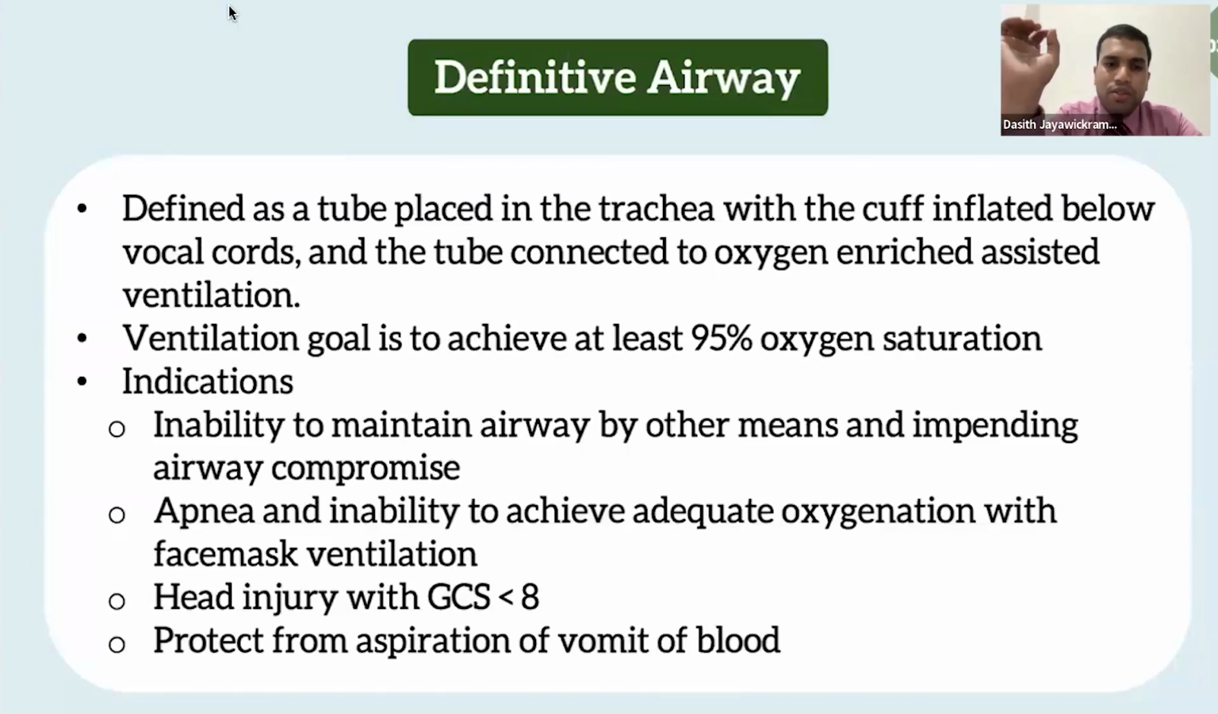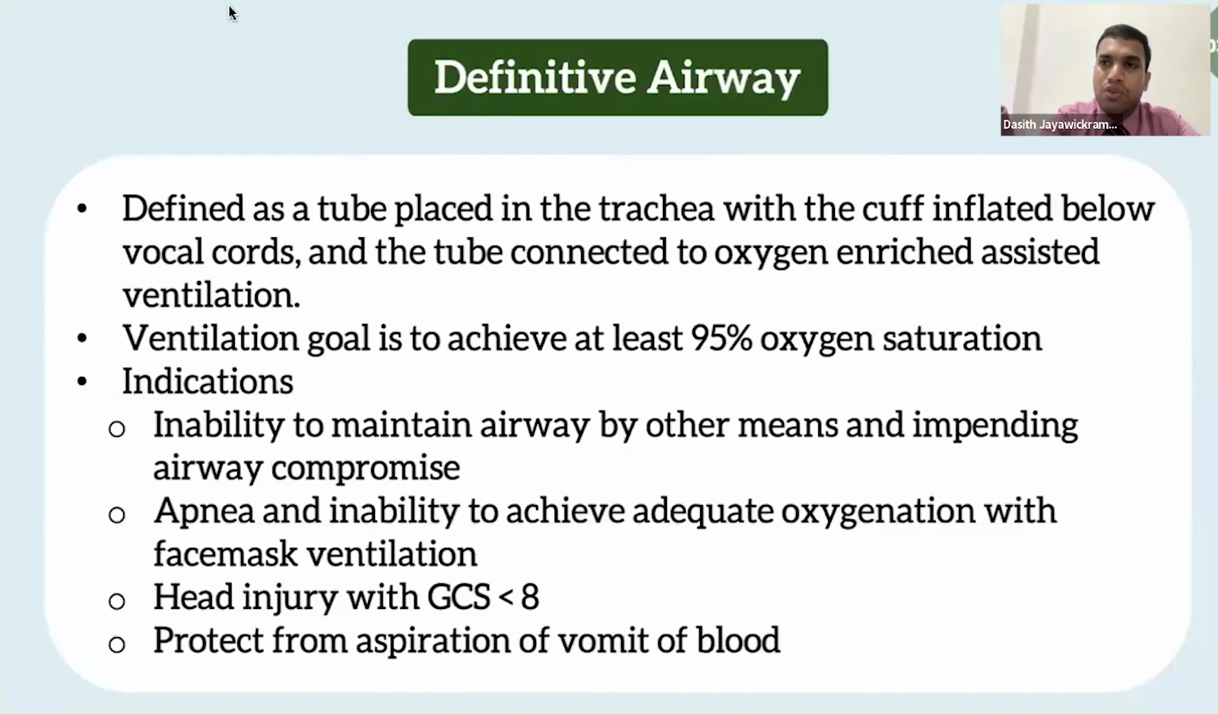All right. So the indications for a definitive airway: if the patient is unable to maintain the airway by temporary measures, then yes, we have to put in a definitive airway. If there's apnea and inability to achieve adequate oxygenation, then yes, again. Head injury with GCS less than 8, where there's a risk of the tongue falling back, is again an indication for a definitive airway.